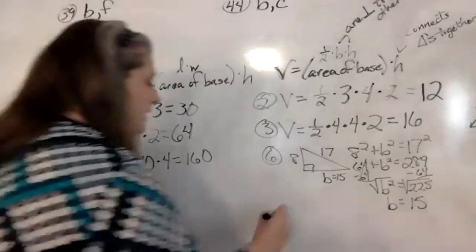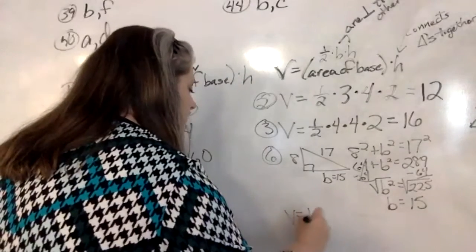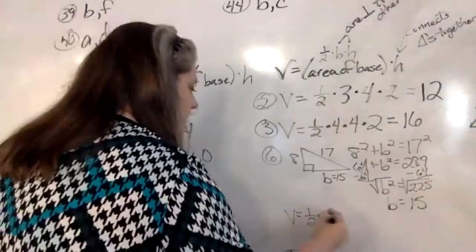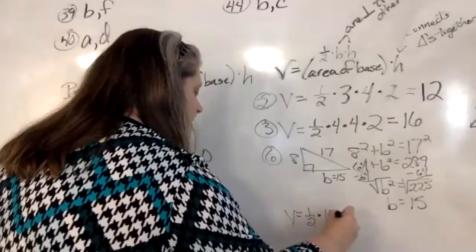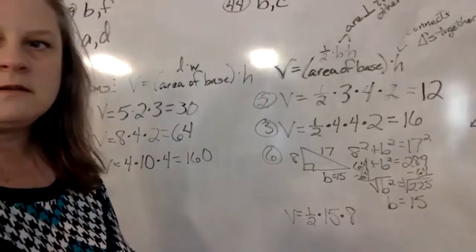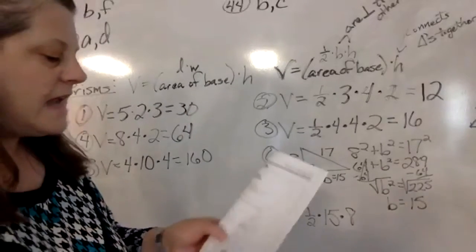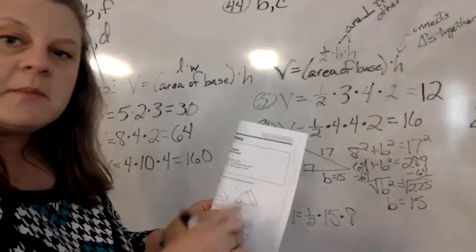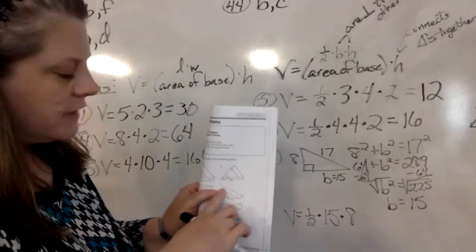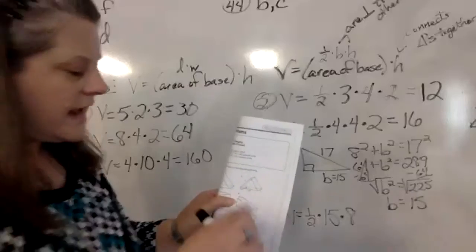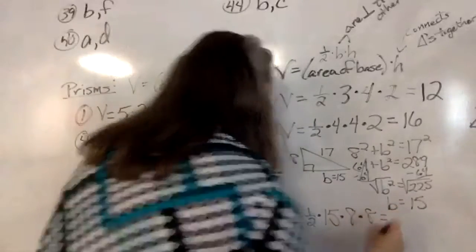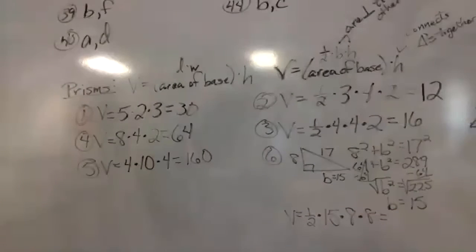Now my volume is equal to 1/2 times the base of the triangle, which we found was 15, times the height of the triangle, which was 8. And then the height of the prism is where the two triangles connect, so it's also an 8. It's up there at the top of the picture. So that is what I have to multiply together for the volume on number 6.